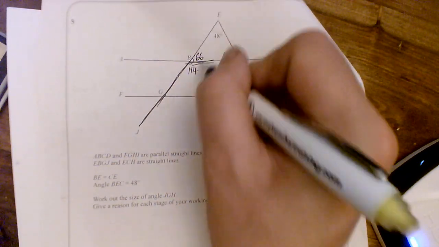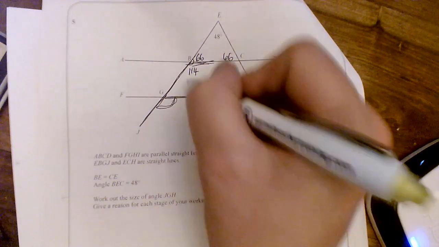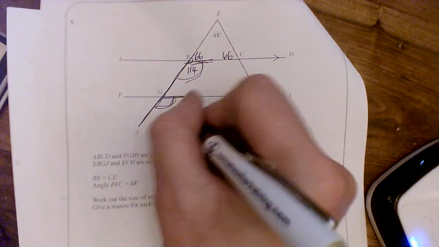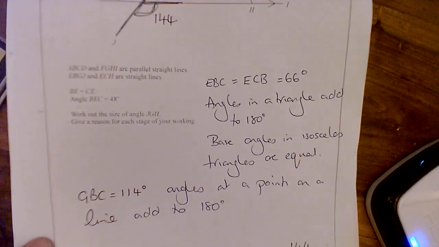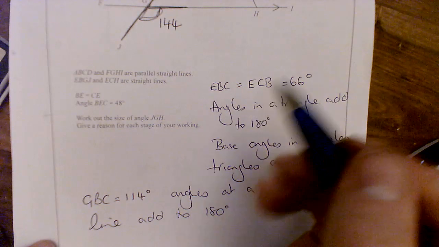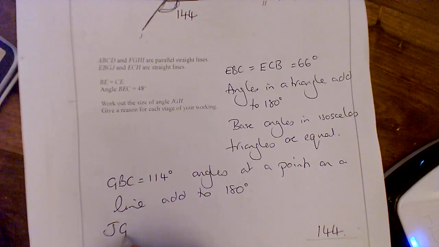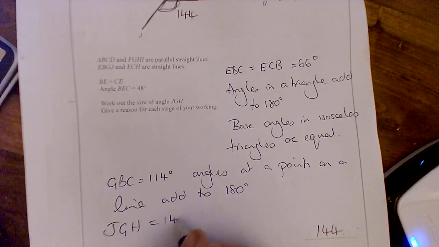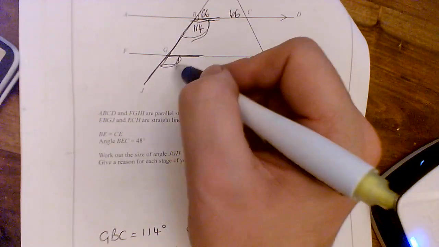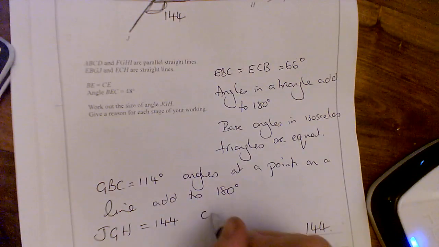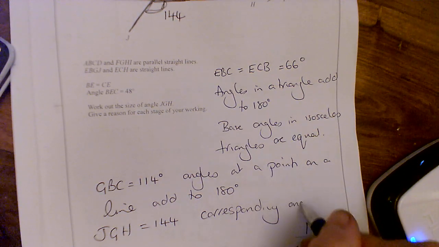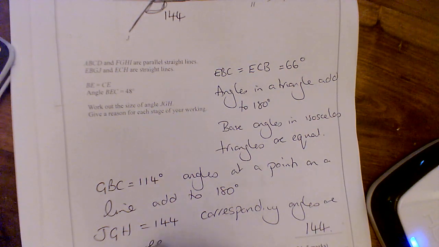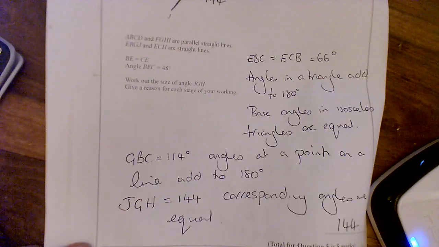And then the last thing I'm going to use is this idea of the F-shaped angle. So we go up here, across there and across there, and this angle is going to be the same as that one. So down here we've got 144. So in our spot at the bottom we've got 144 there. And then the reason, so JGH, which is what we're looking for, JGH equals 144. And I've used the corresponding angles are equal rule. So corresponding angles are equal.